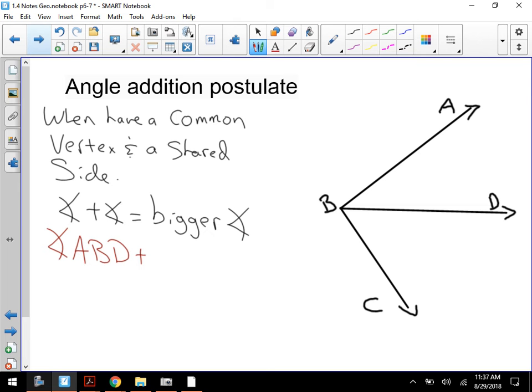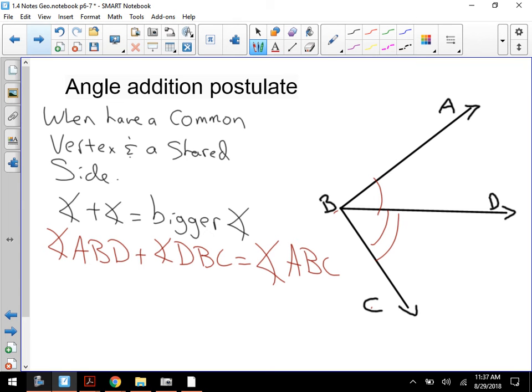Which one? ABC is the biggest angle. What's the next small angle? Can I say CBD or DBC? Does it matter? If I say angle, small angle plus small angle equals big angle.